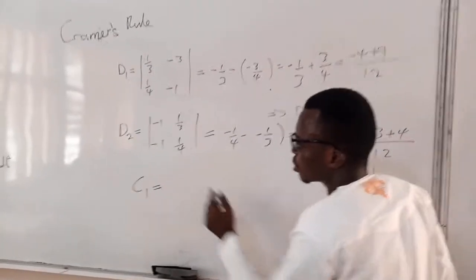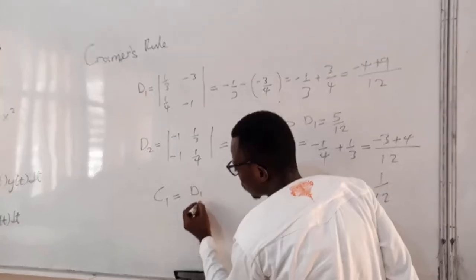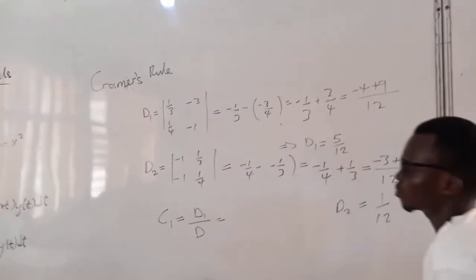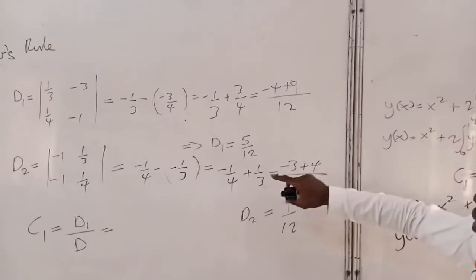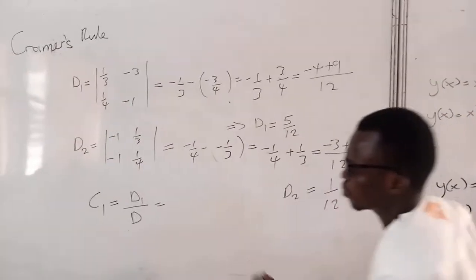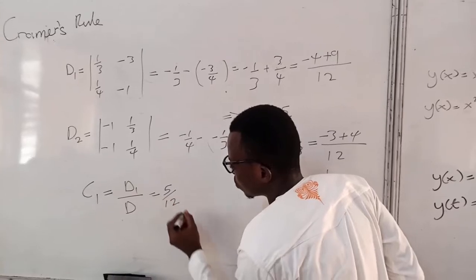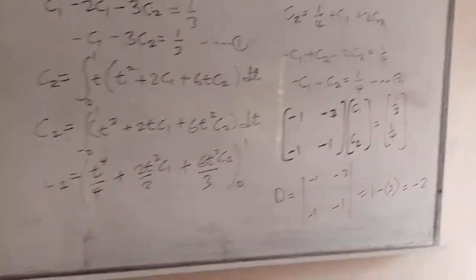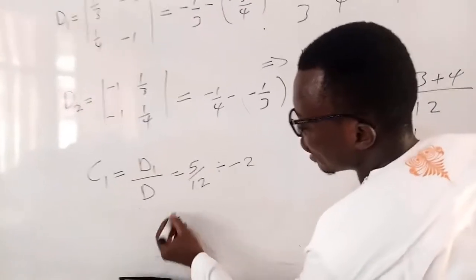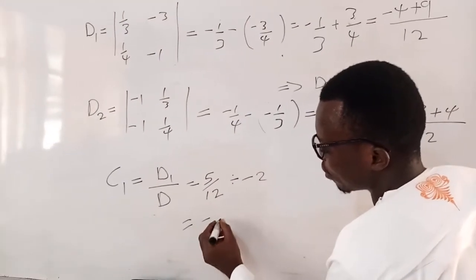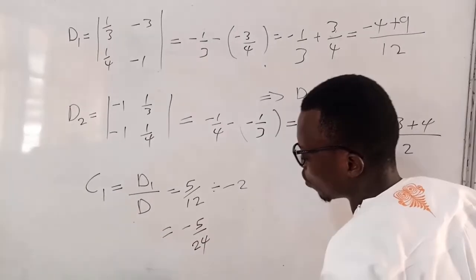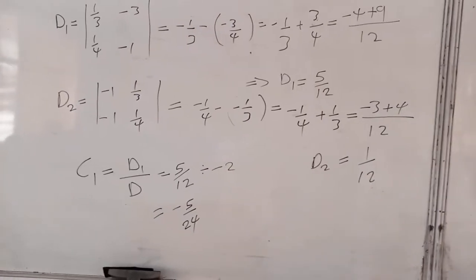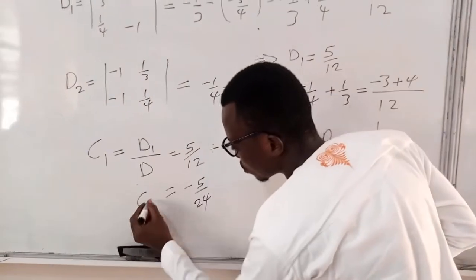And c1 is the same as d1 divided by d. My d1 is given as 5/12, so 5 out of 12, divided by d, and d is given as minus 2. So let's put minus 2 here. Divided by minus 2. If you do your equation very well, you're going to get minus 5 out of 24. That's for c1. So c1 is equal to minus 5 out of 24.